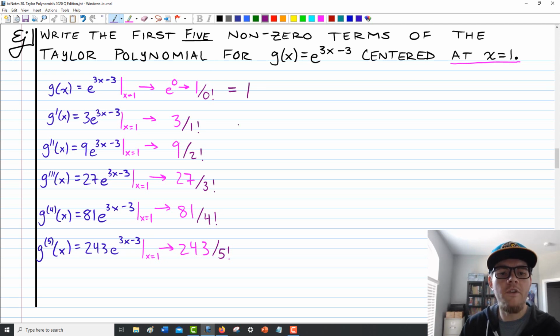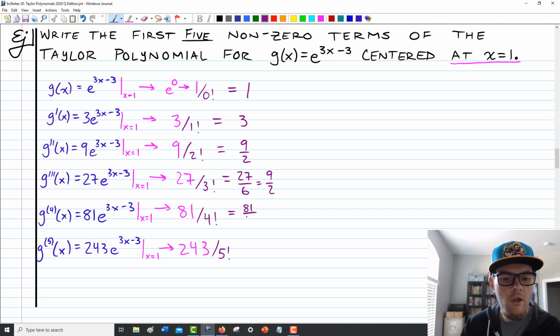Where does this leave us? Our coefficients are 1, 3, 9 halves. Ooh, 27 over 6. That's going to divide by 3 on top and bottom. I think 9 over 2. Oh, interesting. It's 9 over 2 again. This one will be 81 over 24. If we divide by 3, I think we get 27 over 8. Yeah, that right? And then this last one, do I know what this simplifies to?